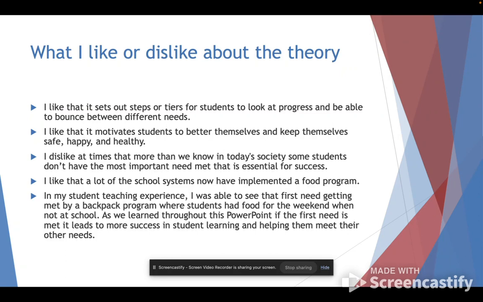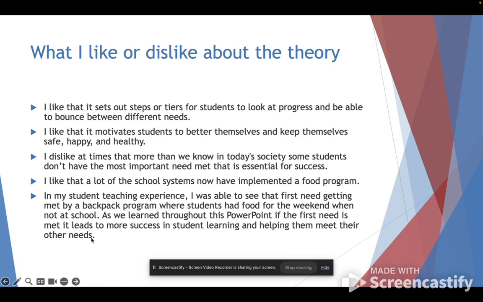I like that a lot of school systems now have implemented a food program, so those two kind of go along with each other. Just talking about why I dislike it, because I feel like some of those students don't really have that food, that shelter that they might need. So being able to have these school systems implement this food program helps those students be able to focus on school instead of the food, because they have that food security now with those food systems.